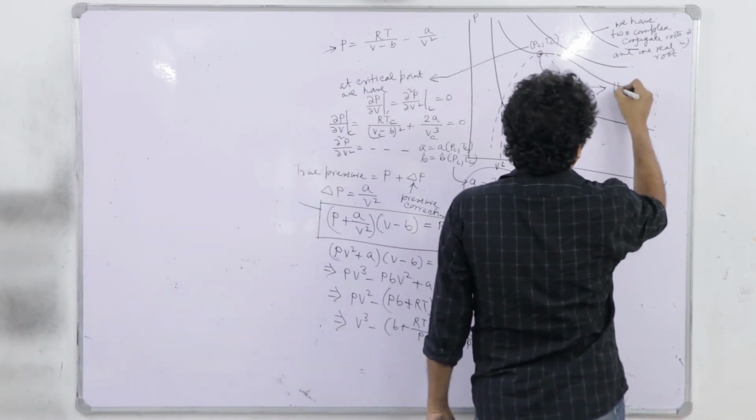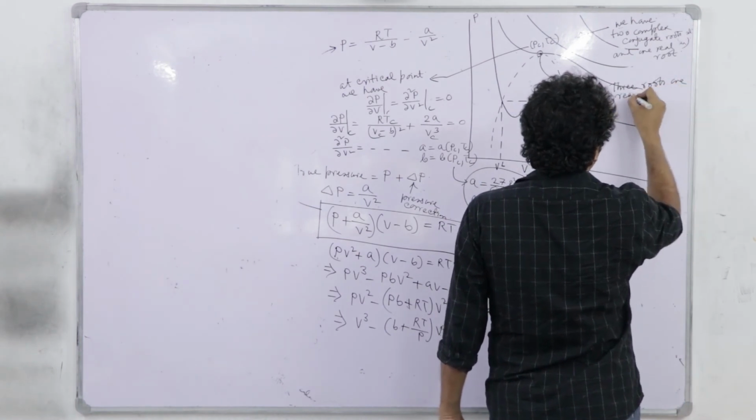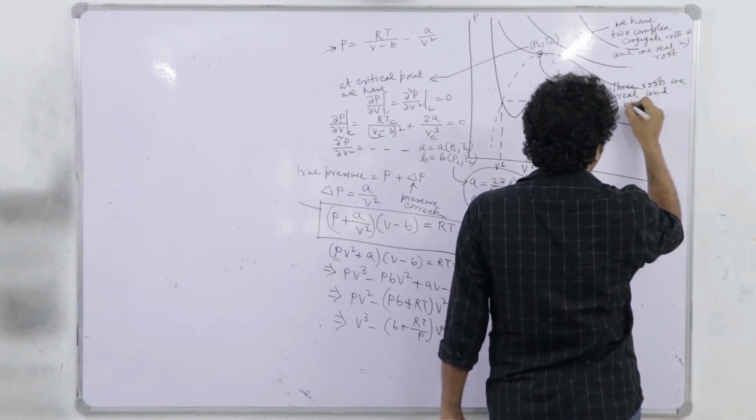At the critical point, three roots are real and identical.